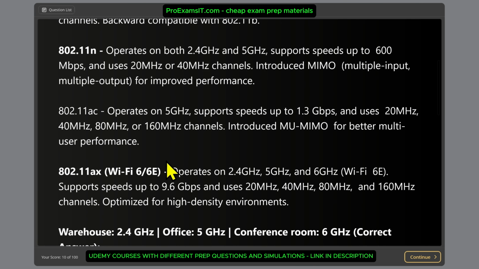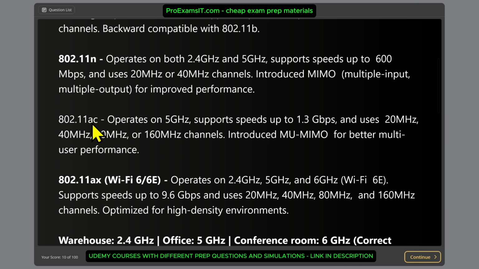And then we have the newer one, AC. Not so new, it operates on 5 GHz, supports speeds up to 1.3 gigabits per second and uses 20, 40, 80, and also 160 MHz channels. And here we have MU-MIMO, multiple user, multiple input, multiple output, for better multi-user performance. So you need to remember that in 11N we have introduced MIMO, and in 11AC we have MU-MIMO, right?